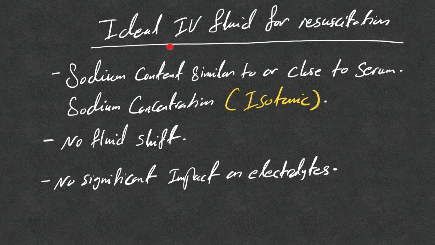The ideal fluid type for resuscitation has to have the following criteria. The sodium content or concentration is similar to or close to the serum sodium concentration, which by default is isotonic. Every fluid type that has sodium concentration similar or close to the serum sodium concentration is by default isotonic. The opposite is not true. And it causes no fluid shift. When we give it, it does not shrink or swell the cells, does not move the fluid into the cells or out of the cells. And it has no significant impact on electrolyte levels.